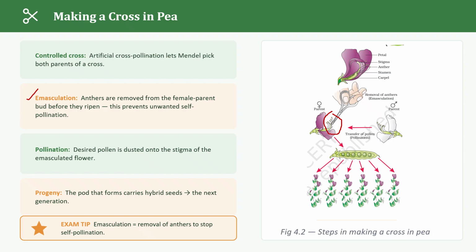So in pollination, what he did, pollen grains from the selected male parent. So this is the selected male parent. They were carefully transferred to the stigma of the emasculated flower.